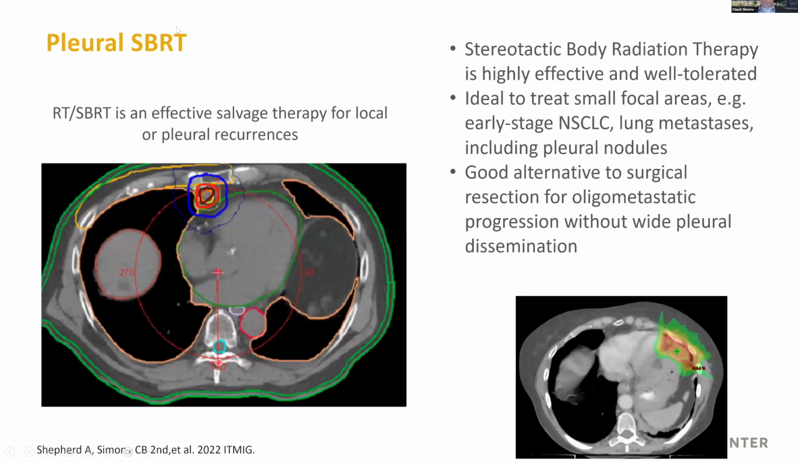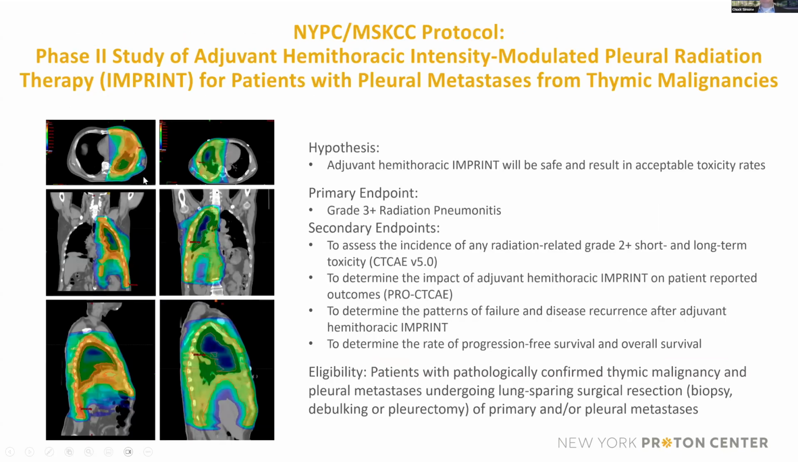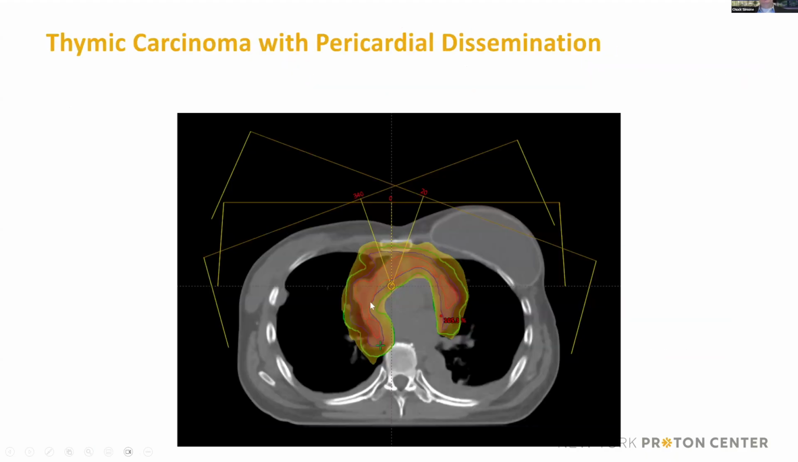And then lastly, how do you manage pleural disease? Well, certainly SBRT is an option. What about more extensive disease? We have a trial at New York Proton Center and MSK looking at hemithoracic radiation. Anne-Marie and myself are the PIs, delivering radiation to the entire pleural surface, looking at radiation pneumonitis and other events. And certainly with protons, you could even treat disseminated pericardial disease as well, though certainly not something we routinely do.